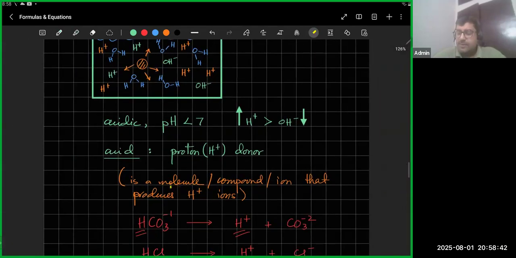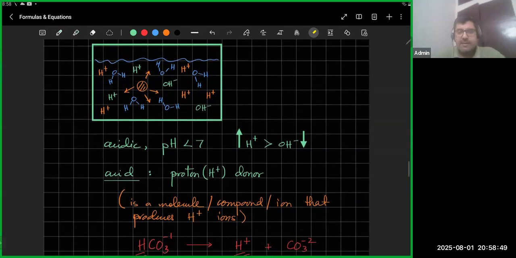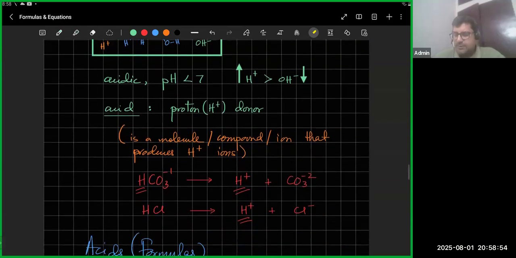A proton donor. It could be a molecule, it could be a compound, it could be an ion that produces H plus ion. So technically, if anyone is going to ask you what an acid is, it's a proton donor. That's it. Okay, that is what an acid is.